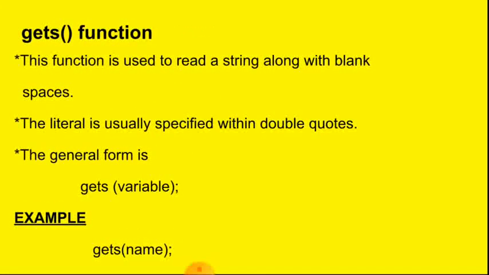gets function. This function is used to read a string along with blank spaces. The literal is usually specified within double quotes. The general form is gets variable. Example: gets name.